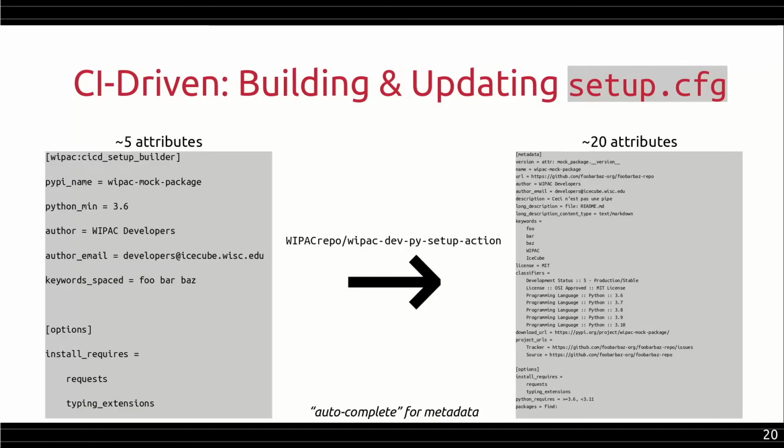Turns out a lot. So I made a tool called the Webpack dev py setup action, which acts as an autocomplete for all this metadata. All you have to do is define 5 attributes in a special section called the CI/CD setup-builder section. Those are the PyPI name, the Python minimum version, an author email, and some keywords, along with your install requires. And from this, it'll generate around 20 attributes. All this is either detected through the 5 attributes on the left, the directory structure itself, or your GitHub repository.